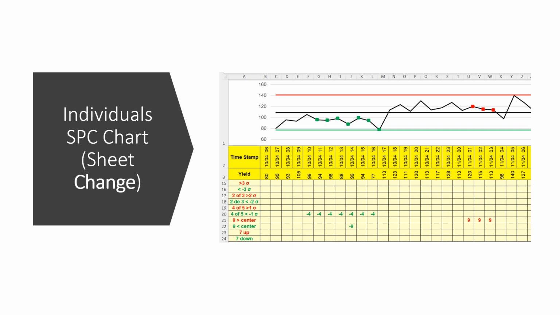And from 17 to 11 o'clock the next day, 118. So, we can estimate an average yield increase of 25. Looking at the alert details in the bottom rows, we see that from 10 to 4 p.m., we have 4 out of 5 consecutive values 1 sigma below the center line, value significantly below the average.